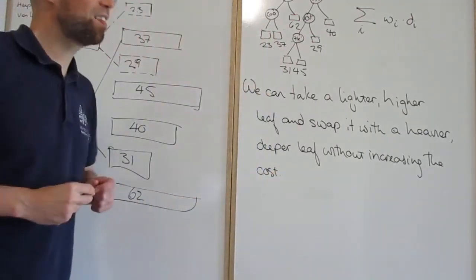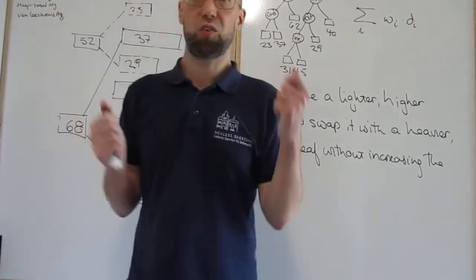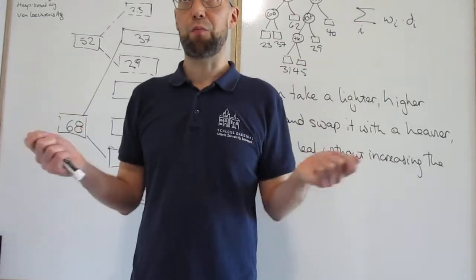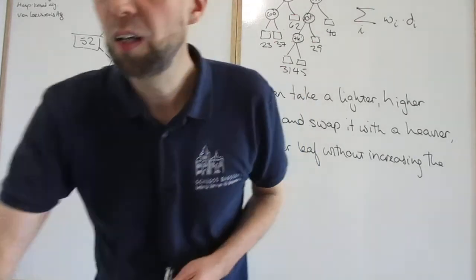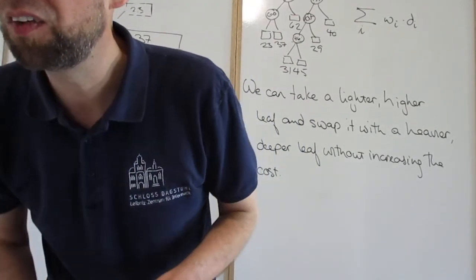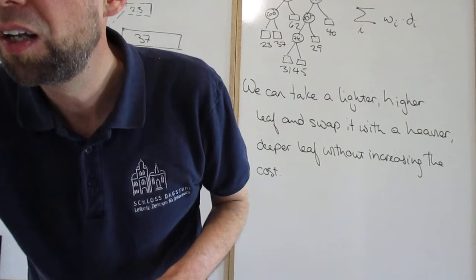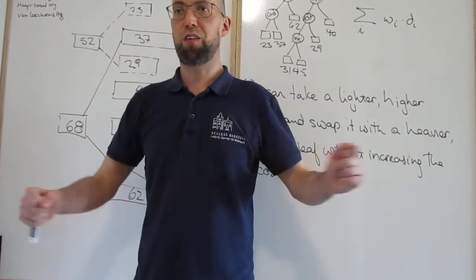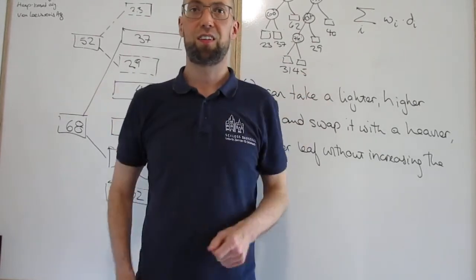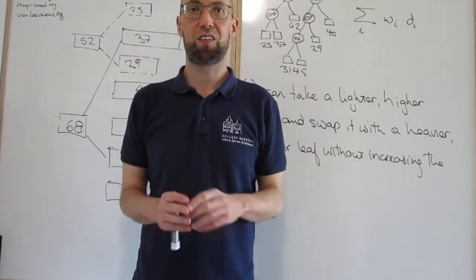Okay? And the other thing is, you can take two leaves at the same depth and swap them without changing the cost of the tree. No, you don't have to use tree rotations here. You just grab them and rip them off and glue them back on. Don't worry about the data structure at the moment.